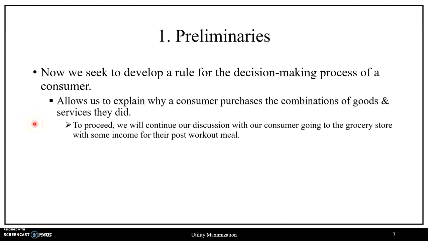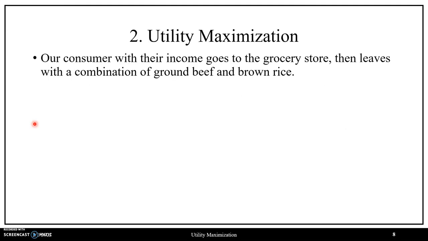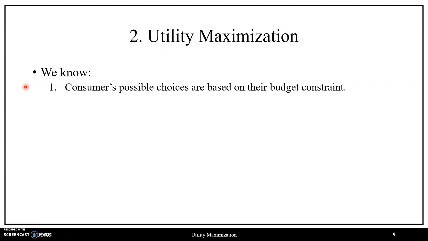And to proceed, we will continue our discussion with our consumer going to the grocery store with some income for a post-workout meal. So we have our consumer with some amount of income. They go to the grocery store and then they end up leaving with a combination of ground beef and brown rice. The question we have then is, how did they arrive at that selection of ground beef and brown rice quantities? Well, we know a couple of things.